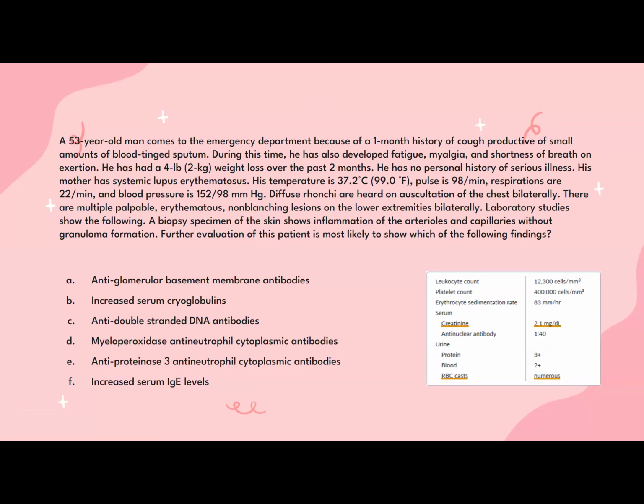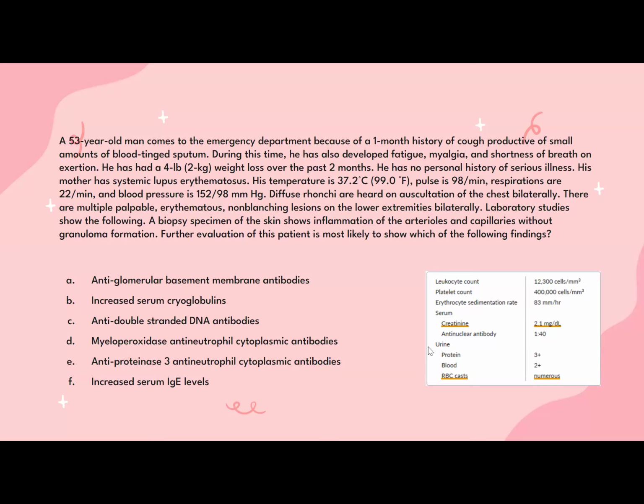His mother had SLE. His temperature is okay. Pulse is sort of okay. Respirations are all right as well. Blood pressure is quite high. Diffuse bronchi are heard on auscultation. There's multiple palpable erythematous lesions on the lower extremities. So this has to be a kind of vasculitis, right?